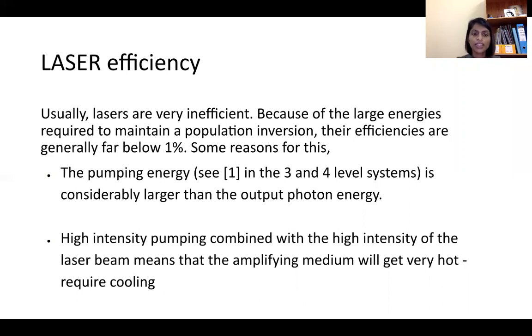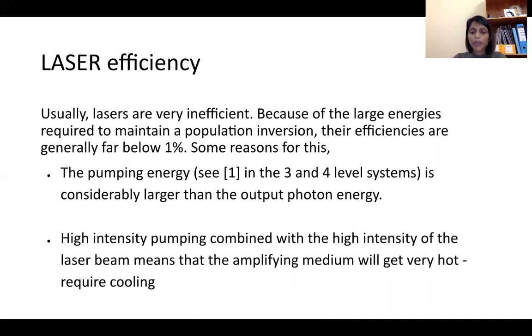Some reasons for this: the pumping energy is considerably larger than the output photon energy. In the lasing system, the metastable energy level can be either the ground state or, in the 4-level system, another intermediate state. The lasing energy of the photons coming out of the laser system is lower compared to the pumping energy that we use. Therefore, it's going to have a very low efficiency.